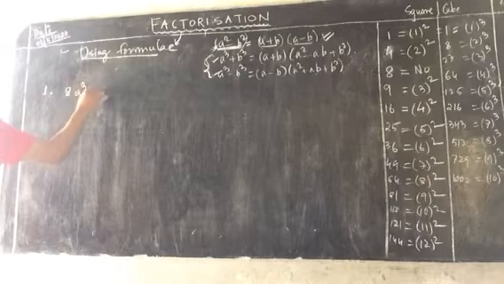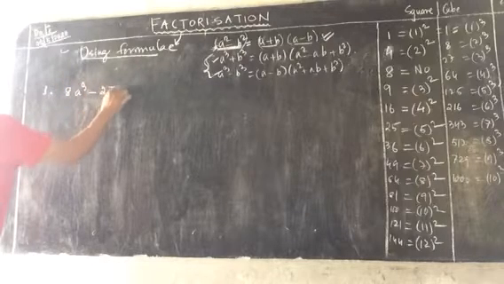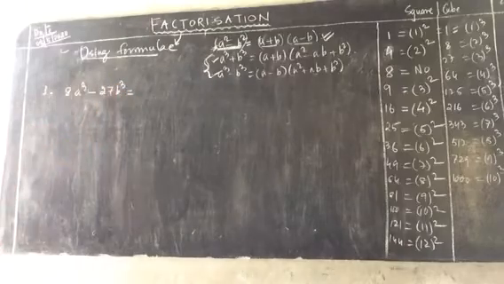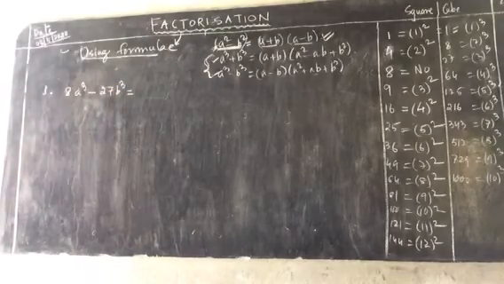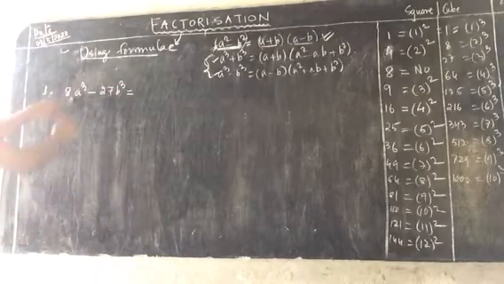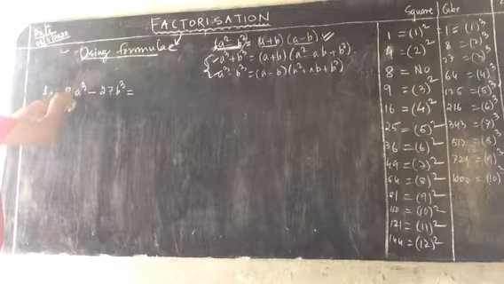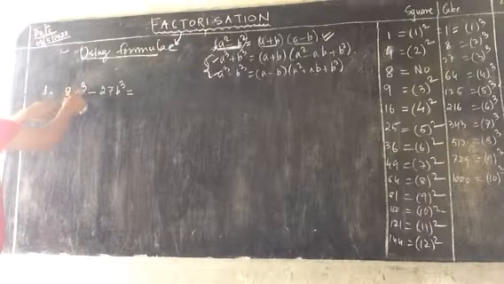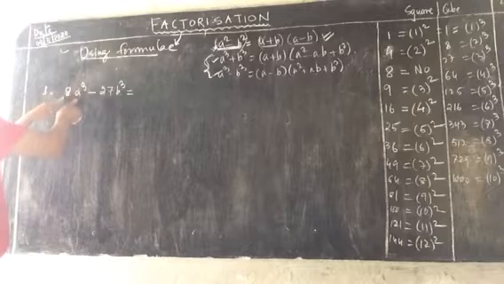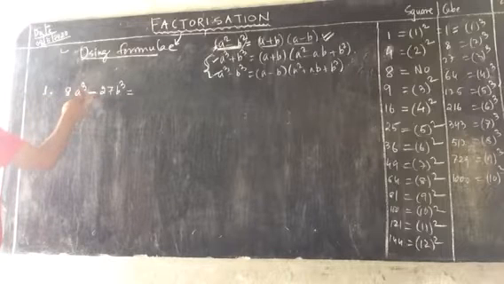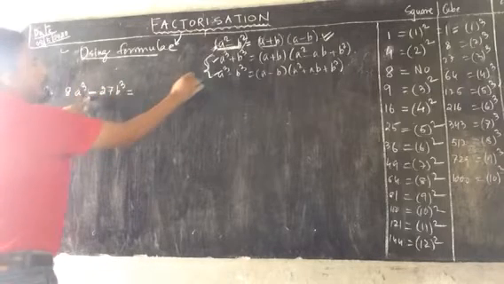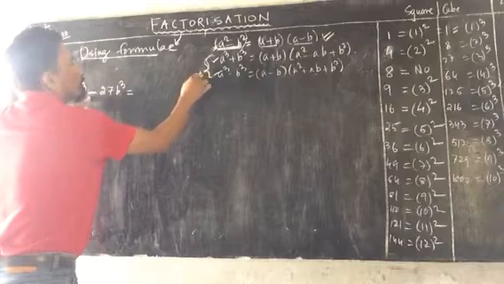8a cube minus 27b cube. Now you see here, 8 is a cube here, and here is also a cube. Now what sign is here, minus or plus? Minus. Now this will be in this way.